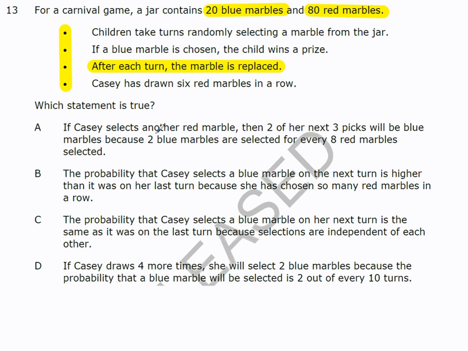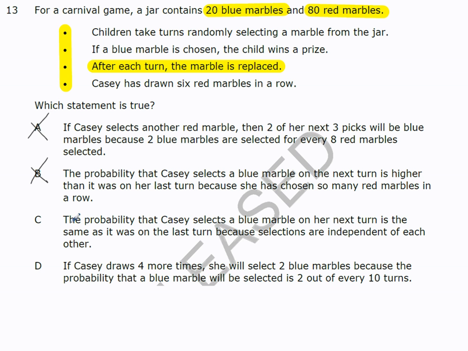Okay, once again, since we're replacing the marbles, it doesn't affect any of the next picks, so that one's not going to be the answer. B, the probability that Casey selects a blue marble in the next turn is higher than it was on her last turn because she has chosen so many red marbles in a row. Once again, since we're replacing the marbles, it doesn't affect the probability at all, so that's not the answer.